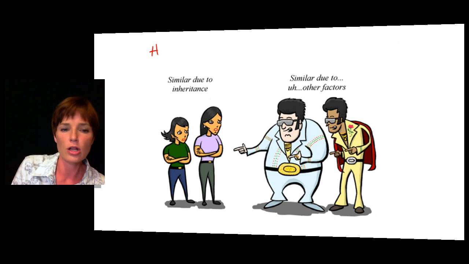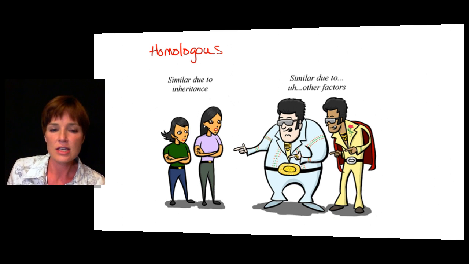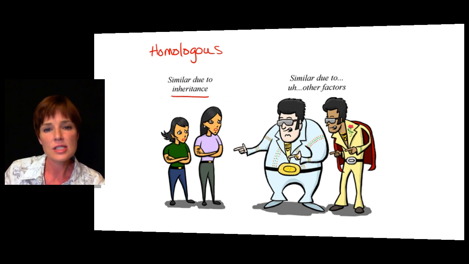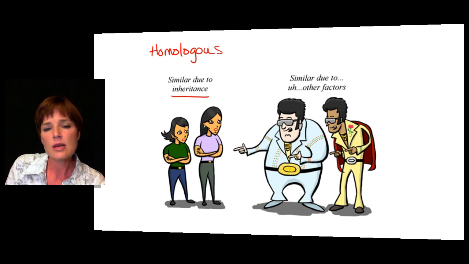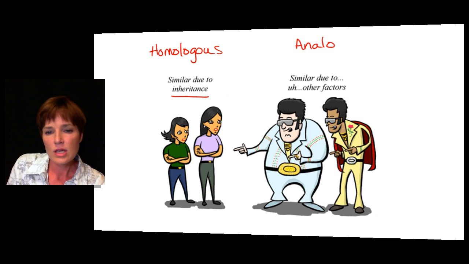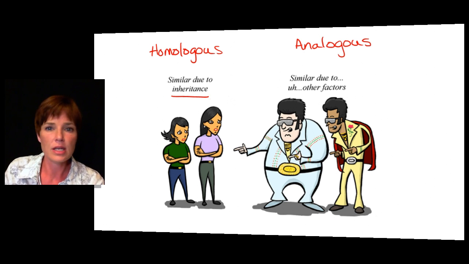This would be what we would call homologous. Again, homologous refers to the fact that they have a common ancestor. So this is something that is related to their inheritance. They come from the same parents, so they're going to look alike. That's the reason for it. Over on the other side, we have two individuals that are similar due to other factors. So they look similar to each other because they decided to dress up so that they look similar to each other. This is going to be what we would call analogous. This is analogous because this is not due to inheritance, it's due to something else.